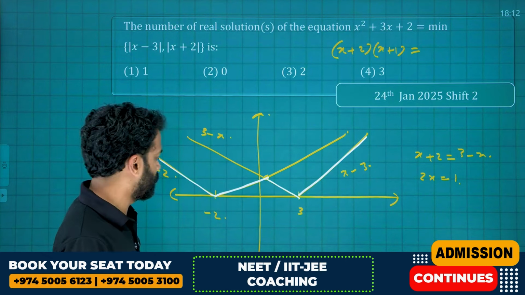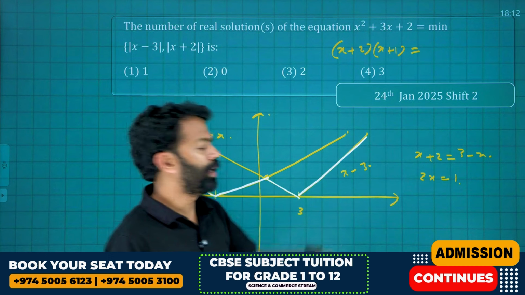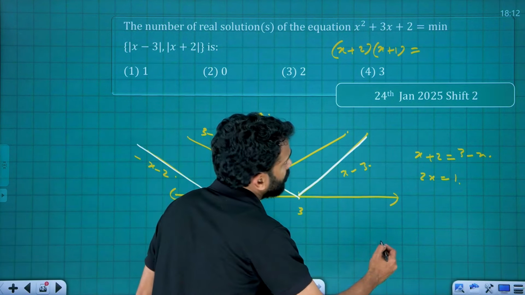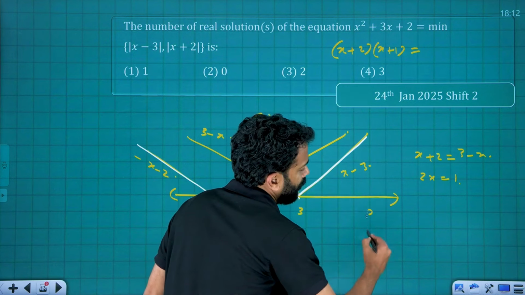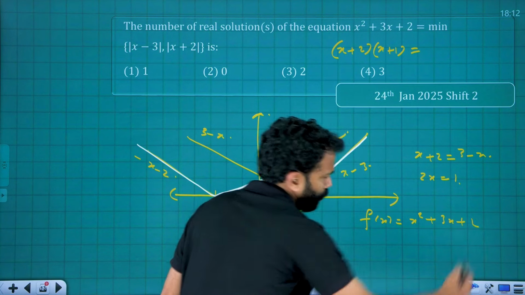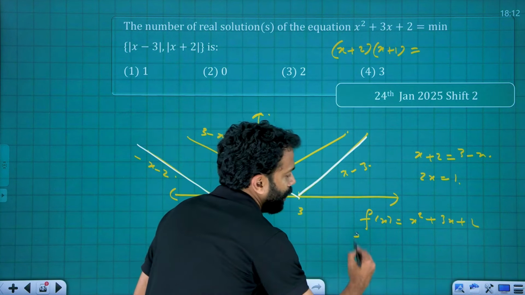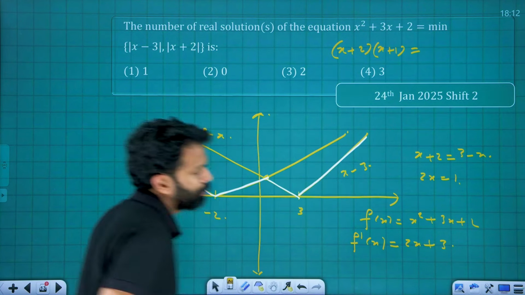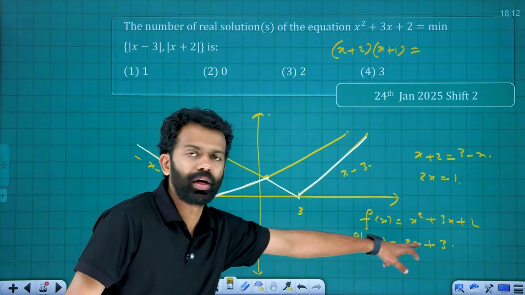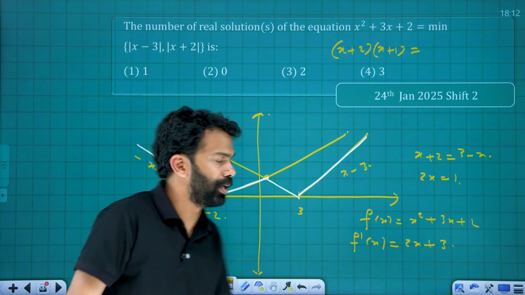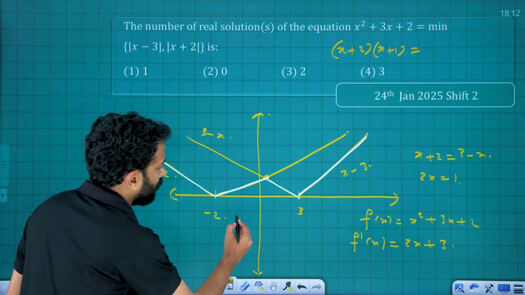So x square plus 3x plus 2. How will you formulate x square plus 3x plus 2? Easy actually. Just put f of x is equal to x square plus 3x plus 2. And what is f dash of x? f dash of x is 2x plus 3. 2x plus 3 means its slope is minus 3 by 2. Okay, the tangent to the base will be minus 3 by 2. Therefore, minus 3 by 2 will be here.